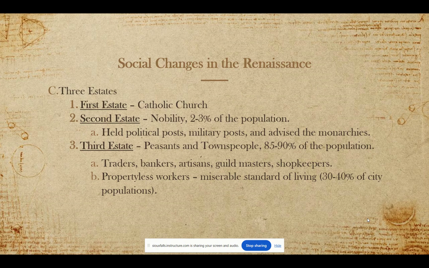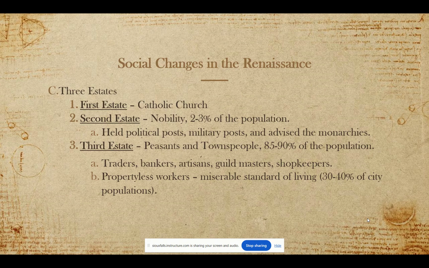And the Catholic Church, for the most part, would give this first estate status, and the people that belonged to the first estate were usually exempted from taxes. And they were large landowners because they had the monasteries and the churches and the cathedrals on their lands.